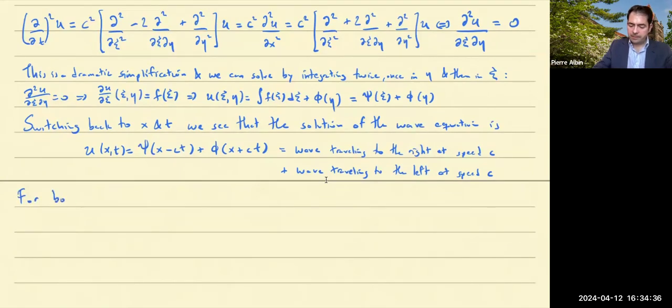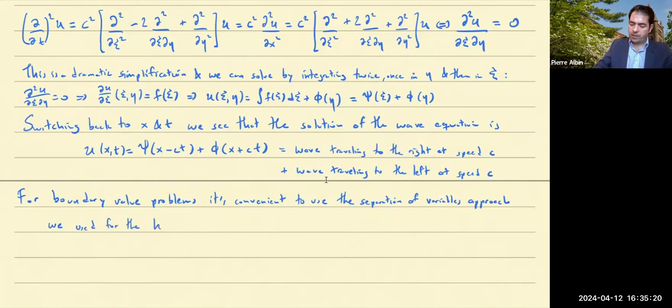Instead, for boundary value problems, it's convenient to use separation of variables, like we did for the heat equation.